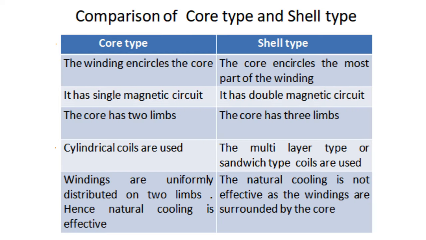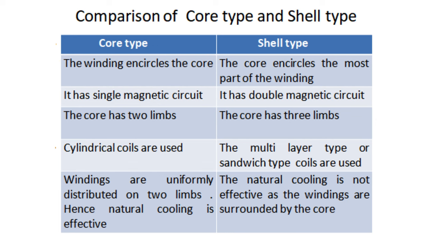Comparison of core type and shell type transformers. First one, in core type transformer the winding encircles the core. In shell type transformer, the core encircles most part of the winding. Core type transformer has a single magnetic circuit. Shell type transformer has a double magnetic circuit. Core type transformer has 2 limbs, whereas shell type transformer has 3 limbs.